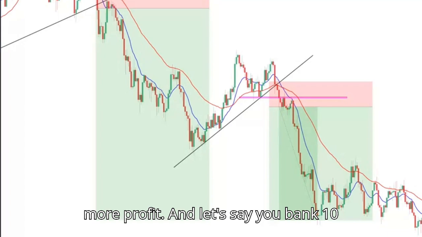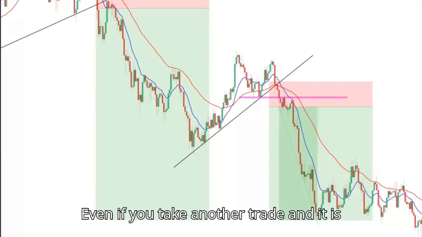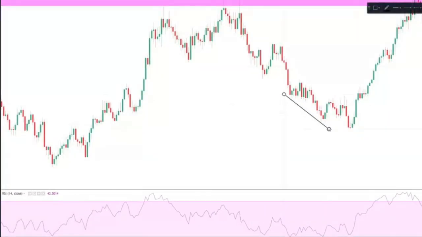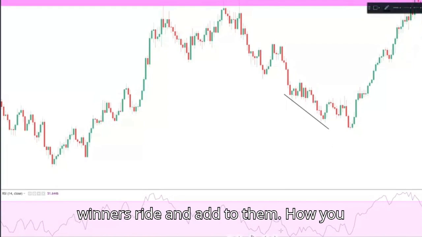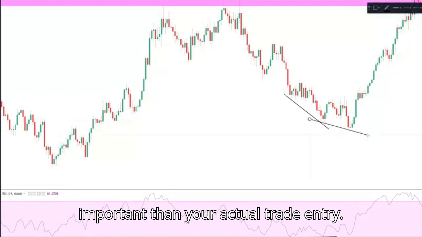And let's say you bank 10 to 15% on this one trade. Even if you take another trade and it is a loss, your risk is always capped at 1%, meaning you manage your risk and let your winners ride and add to them. How you manage trades is just as, if not more important than your actual trade entry.